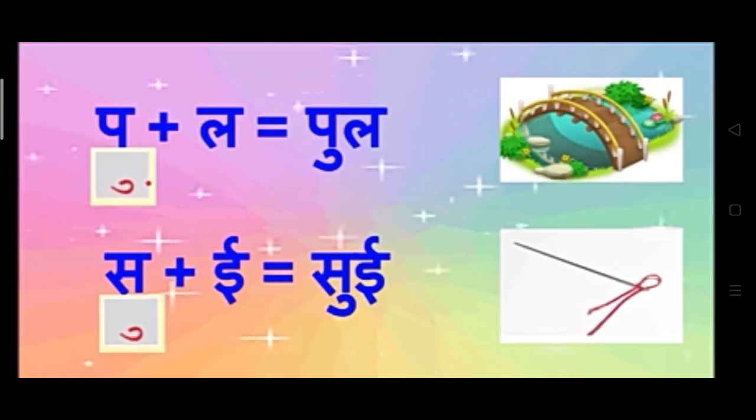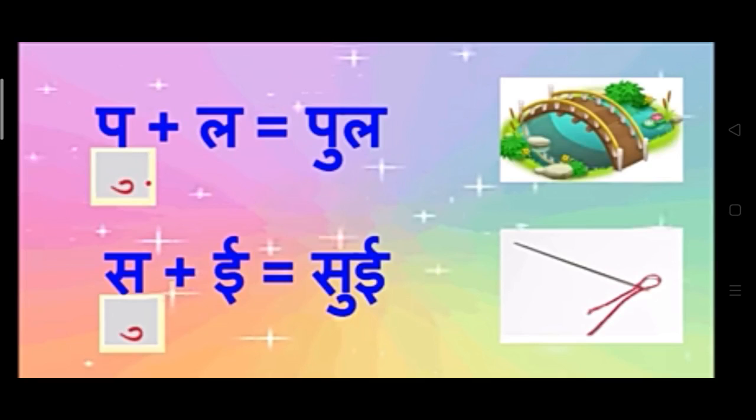Yes, here you can see P plus U ki matra. Under, we are writing U ki matra plus la. What is that? Pul. Correct. Next, S, then U ki matra plus E. What is that? Sui. Understand everyone, where we are writing? Downside, under that letter. Per, under we are writing U ki matra plus la. What is that? Pul. Then, S, U ki matra plus E. What is that? Sui. Understood everyone? How we are using U ki matra?